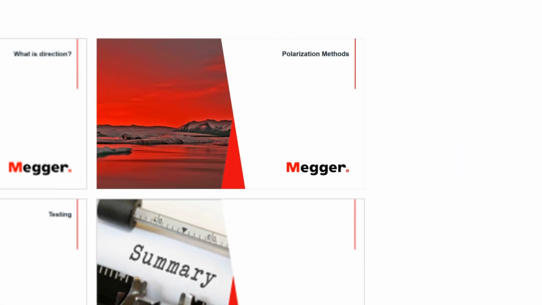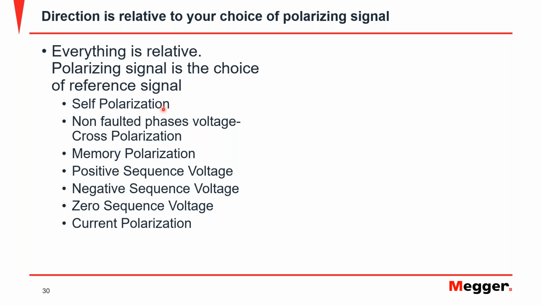Now, polarization methods. Well, the polarizing signal is very important for the operation of the 67 element.